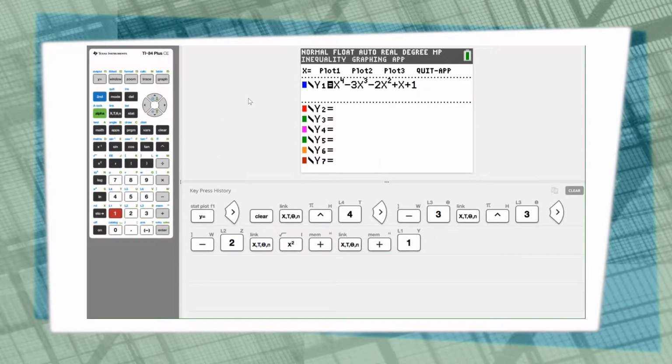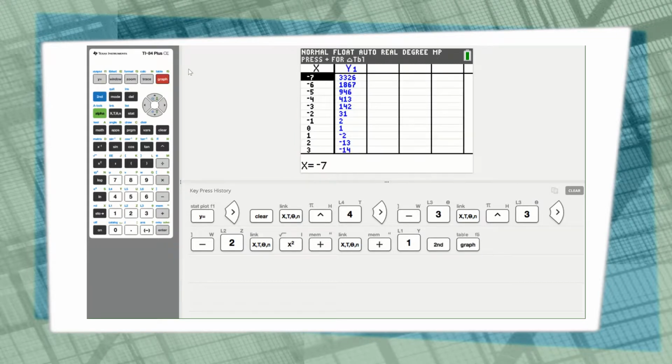As you can see, I have entered that function, x to the fourth minus 3x cubed minus 2x squared plus x plus 1. Let's jump over to the table and see what we can see. I'm going to hit second graph, and it brings up the table. Let me scroll this down a little bit. There we go.